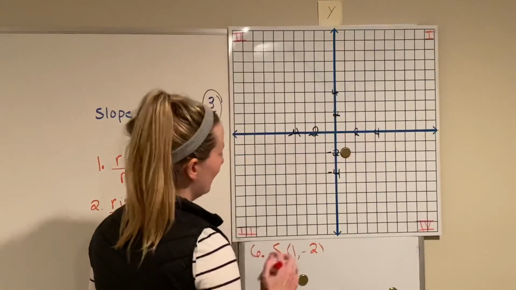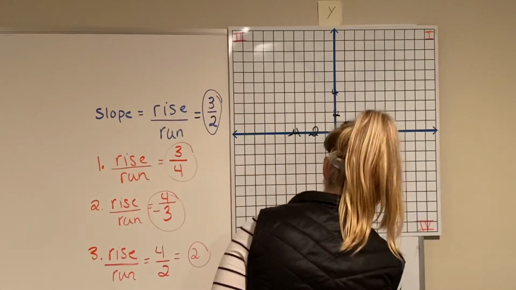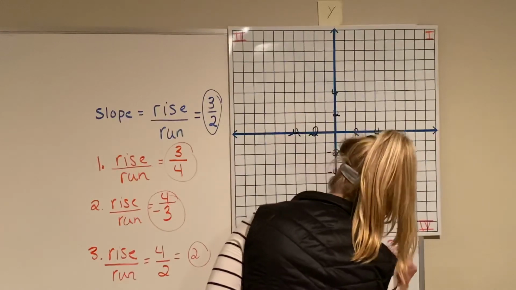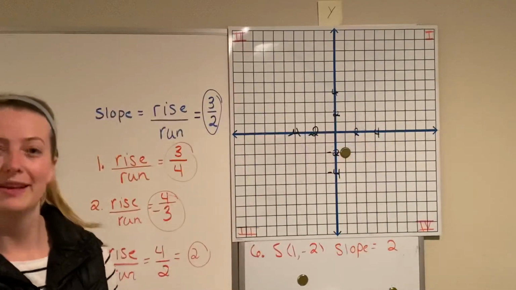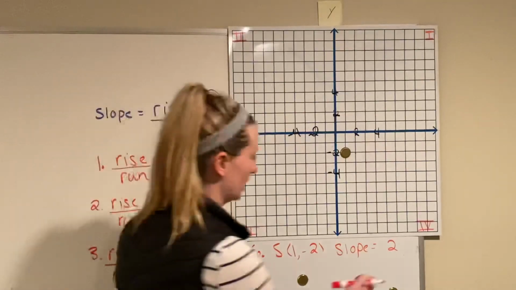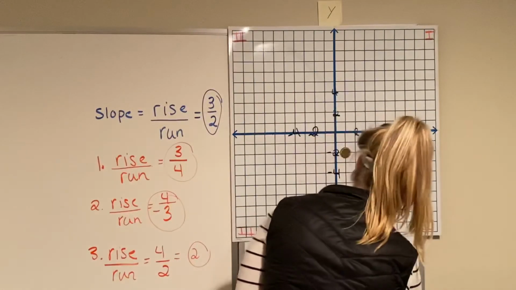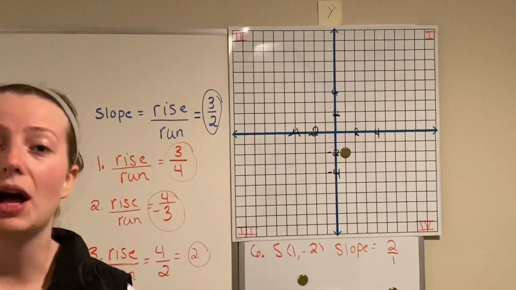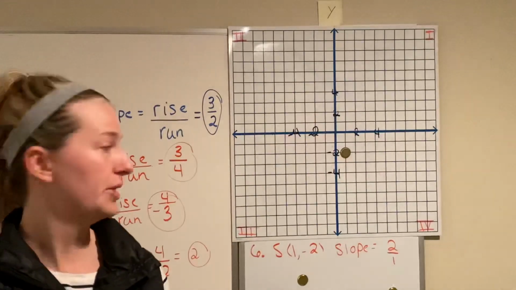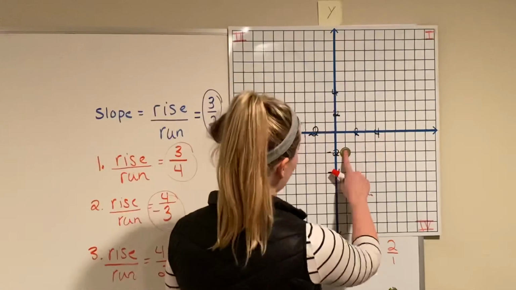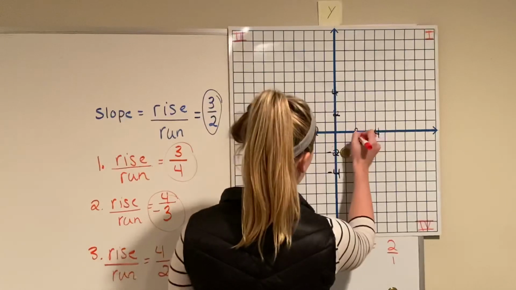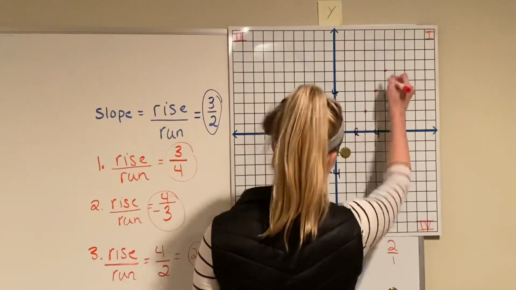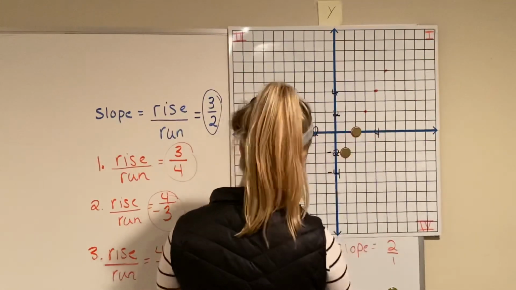Boom. Now they tell us our slope is equal to 2. We know that's a ratio. What is 2 as a fraction without actually changing its value? Well, that means it's just 2 over 1. Notice both 2 and 1 are positive, so all I have to do is go up 2 over 1, up 2 over 1. So here's my starting location, up 2 over 1, up 2 over 1, up 2 over 1. And look, I have a line.